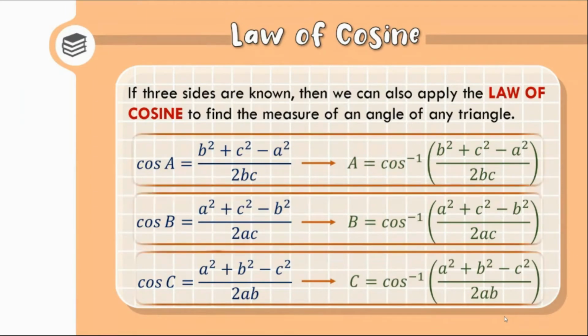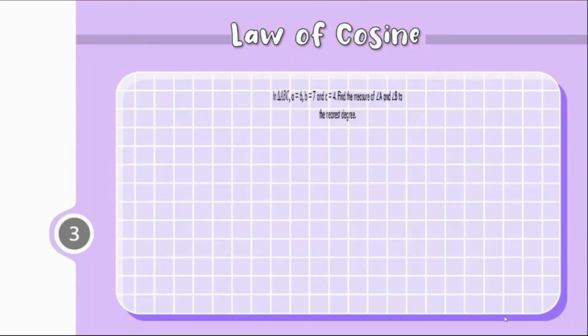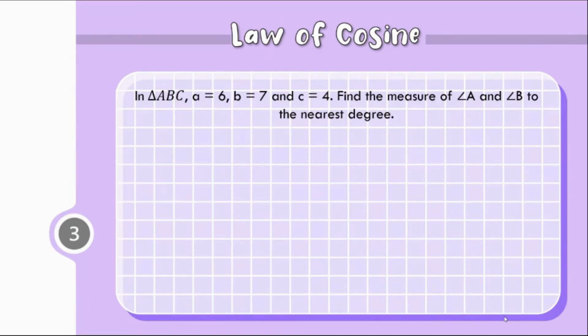This time, let us use the following formulas to find the measure of the missing angle of the given oblique triangle. Let us have this example. In triangle ABC, A is equal to 6, B is equal to 7, and C is equal to 4. We are asked to find the measure of angle A and angle B to the nearest degree. So we have here the length of sides A, B, and C.